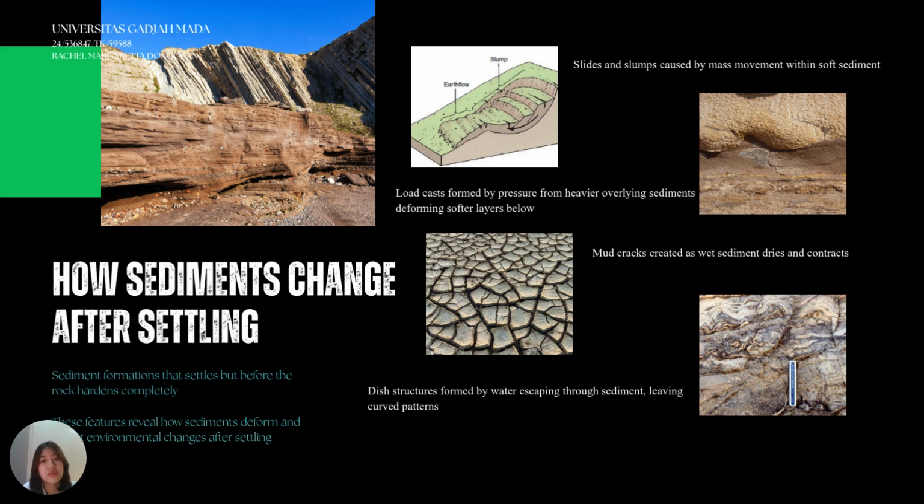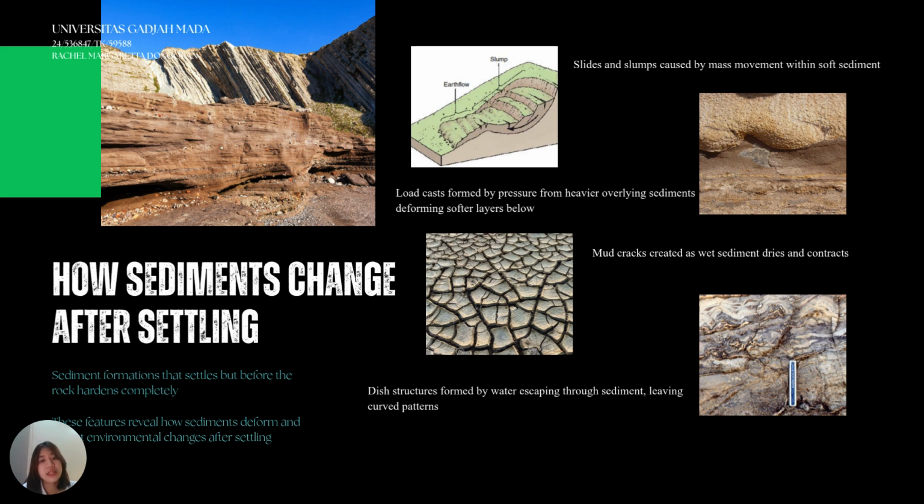So how do sediments change after settling? Once sediments are deposited, they can still change before they turn into solid rock. These are called post-depositional structures or soft sediment deformation structures. Some examples include load casts, which are bulbous downward features formed when a heavier sandy layer presses into a softer muddy layer below.